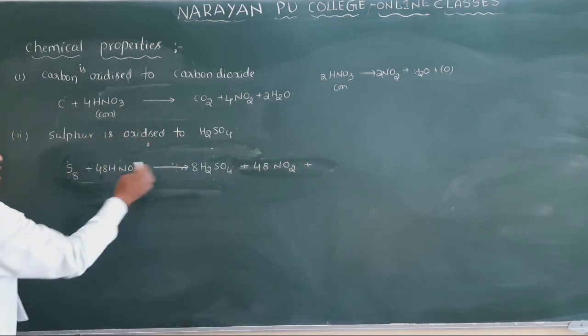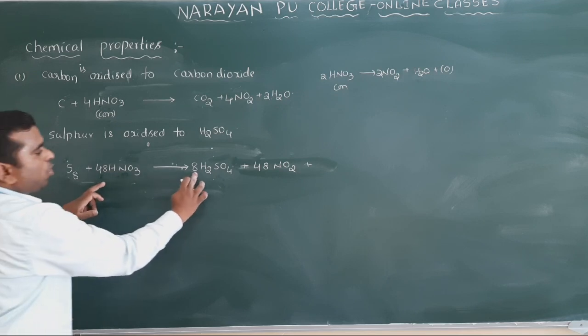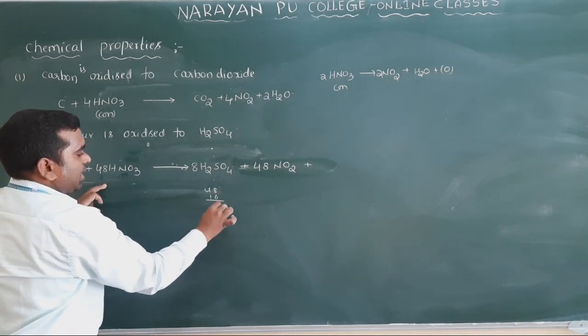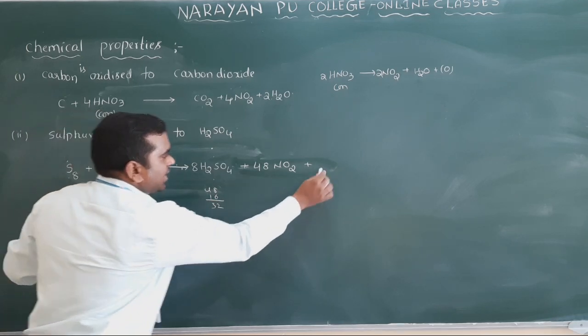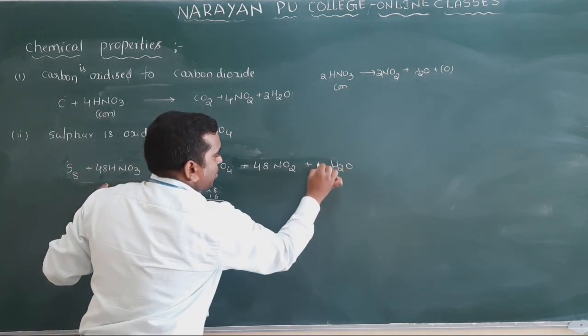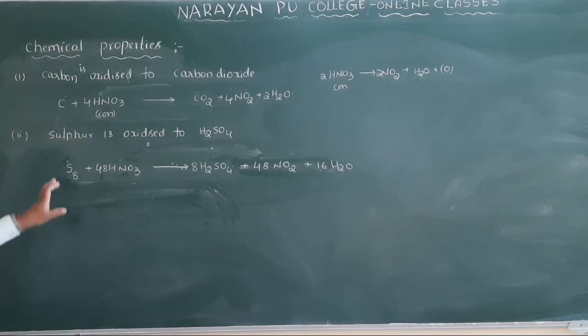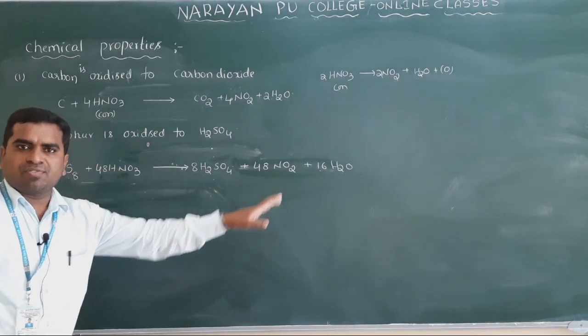Clear? Plus how many hydrogens are there? 48. But how many are there here already? 16. 48 minus 16, how much will you get? 32. 32 means water is there. 16 you have to write. 16 into 2, 32. This is the balanced equation. Clear? Sulfur is oxidized to sulfuric acid.